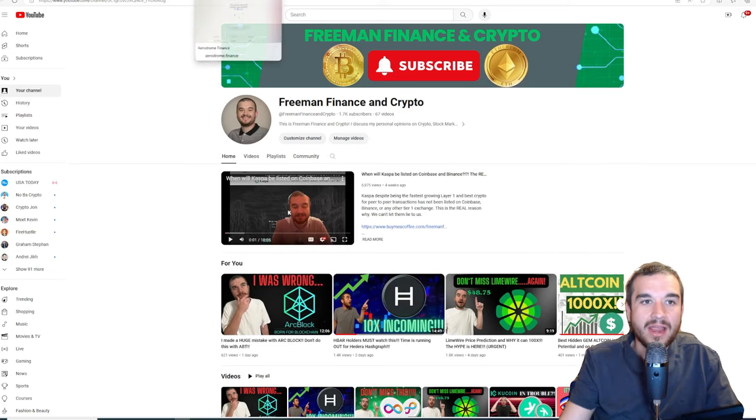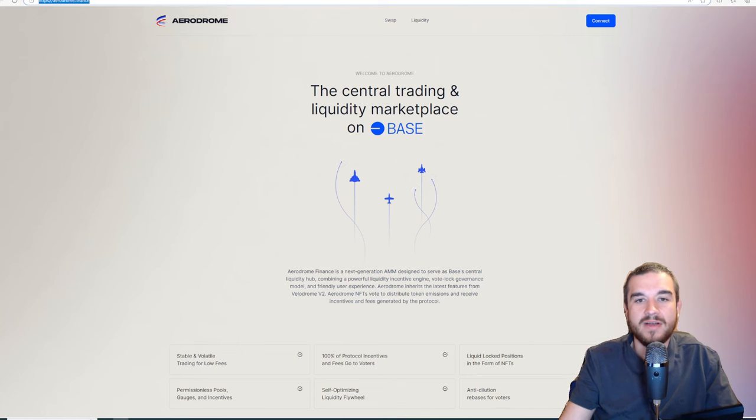So, Aerodrome Finance. What is Aerodrome Finance? It is the central trading and liquidity marketplace on Base. So what does that mean? This is the leading decentralized exchange on Base. Well, what is Base? Okay, Base is a layer 2 built on Ethereum, but it's not just any layer 2. It is backed by Coinbase Ventures. So that is a bullish reason and a bullish sentiment for the token.